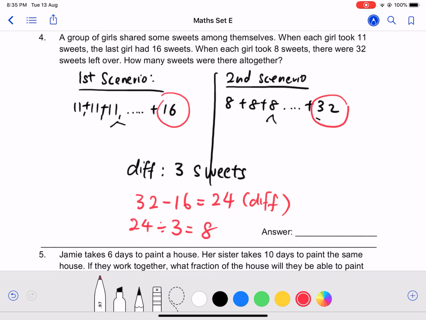Okay, so with that, knowing that there's 8 girls, we just need to plug into any scenario. 8 times 11. Okay, I'm using the first scenario. 8 girls times 11, plus the last girl who is going to get 16. I know there's a total of 104 sweets. Alright, so what happens in a scenario question like this is, if I have two different scenarios, if each girl takes 11, if each girl takes 8, write out the two scenarios and be able to know that we are actually trying to test you difference divide by difference. Okay, so that's for question number 4.